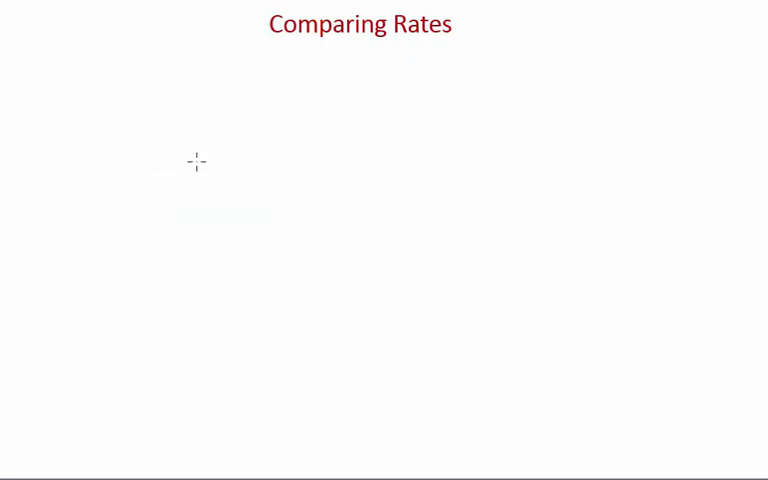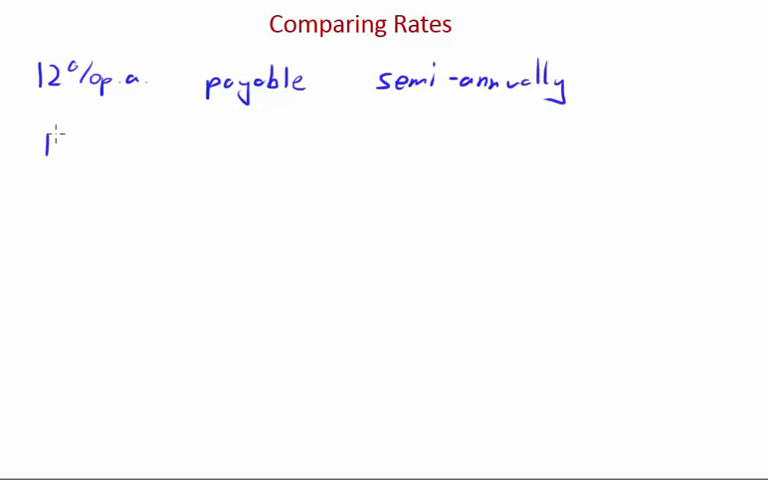So, what is your equivalent annual rate? And the best way to describe it is to look at this. 12% per annum, payable semi-annually. And 11% per annum, payable monthly. Which one's better?